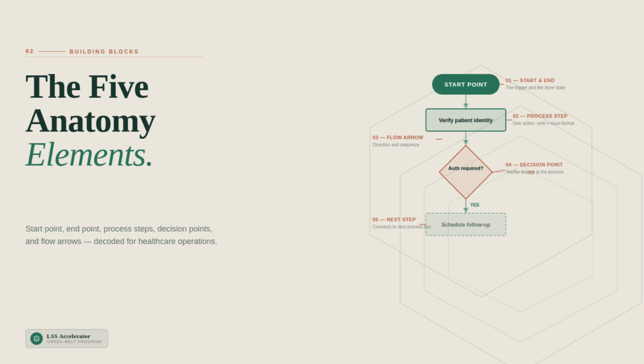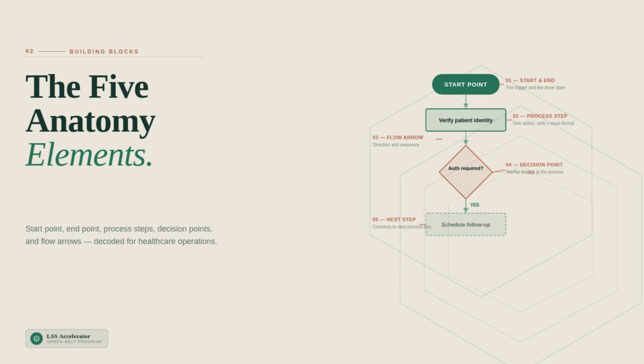Decision points are where most of the rework and delay hides in healthcare processes. Pay close attention when you find them. Fifth, flow arrows. These connect your steps in sequence. They show direction, they show branches at decision points, and they show where the process loops back, which in healthcare happens constantly. A loop back in a flow map is almost always a rework signal.